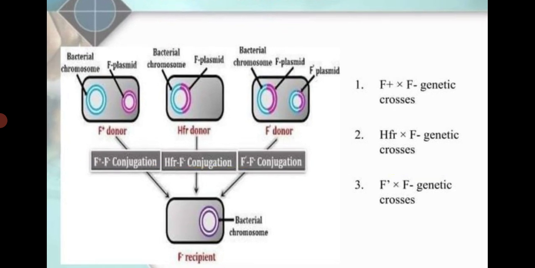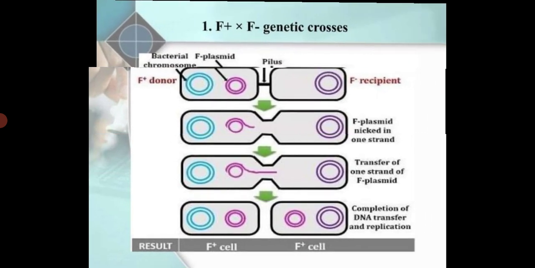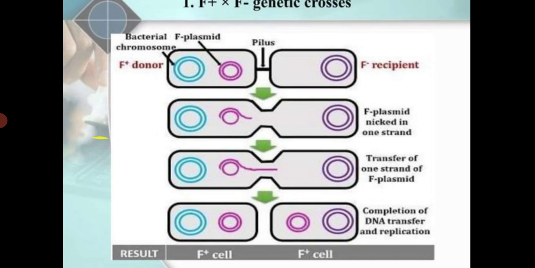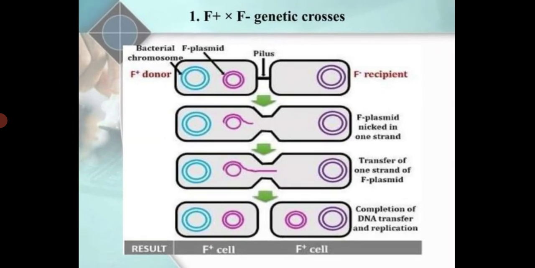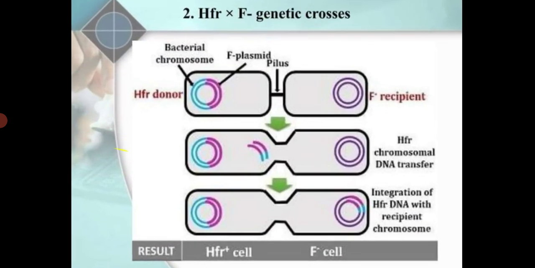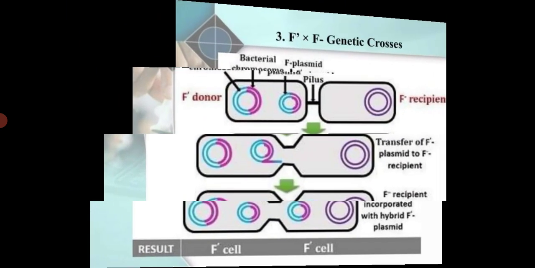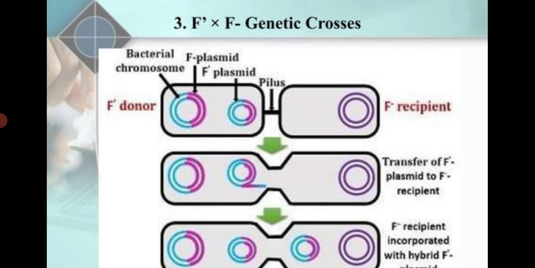Here in this image, three crosses are there: a cross between F plus and F minus cell, a cross between HFR and F minus cell, and a cross between F prime and F minus cell. Here is one summarization: a cross between F plus and F minus cell, a cross between HFR and F minus cell, and a cross between F prime and F minus cell. So this is about bacterial conjugation.